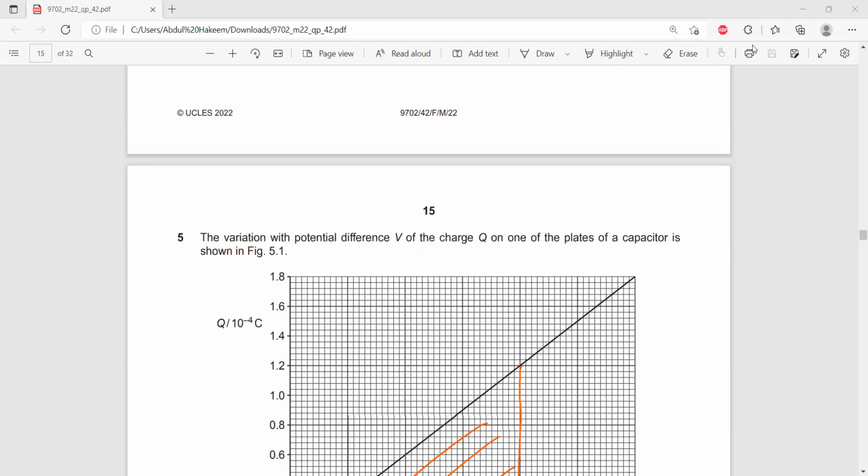Okay, this is the same paper, February-March 2022, paper 4.2. We have done the first 4 questions. Now move to question number 5. It's already solved for you.